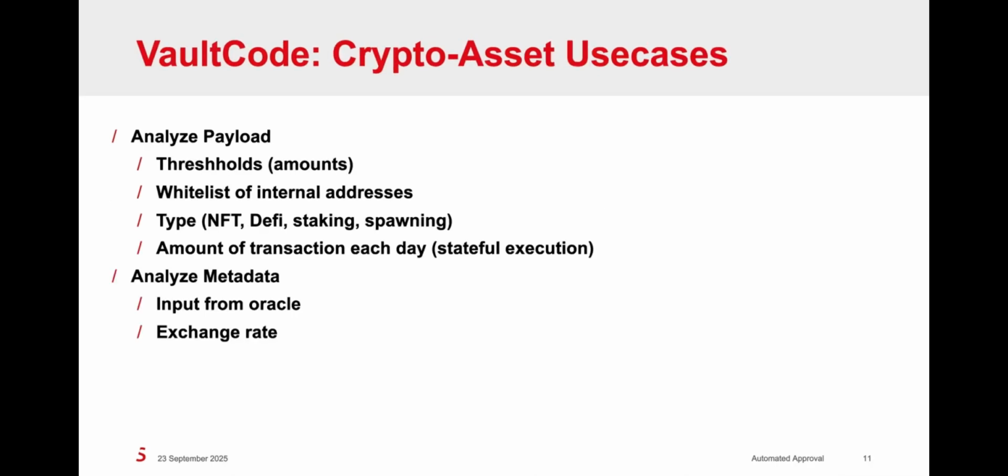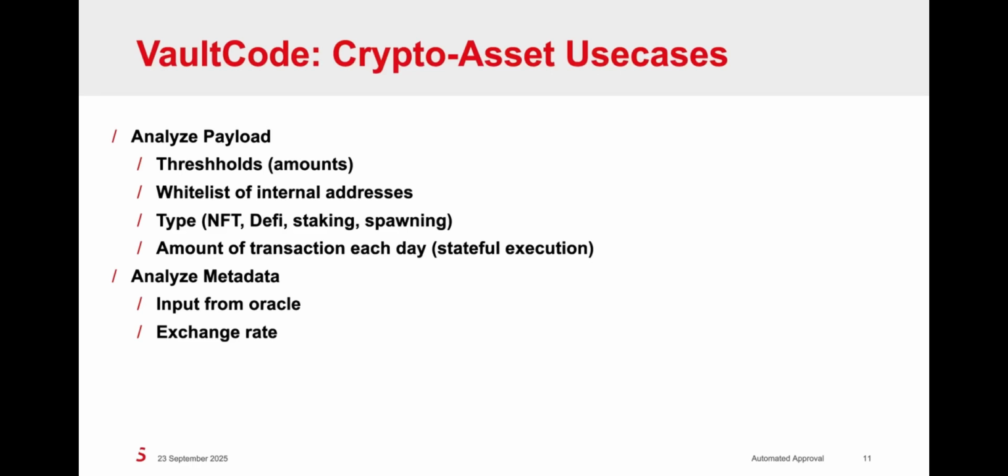What you could do, so threshold we talked about, the 0.001 Bitcoin. You could have a whitelist of internal addresses where you can send to or where not. You could analyze the transaction data, if it's NFT or spawning or staking or DeFi or whatever. So you could also say, I want to analyze, is it a PDF or not, or is it whatever. So you can analyze the payload of the actual signing request to say, do I actually want this signing or not?